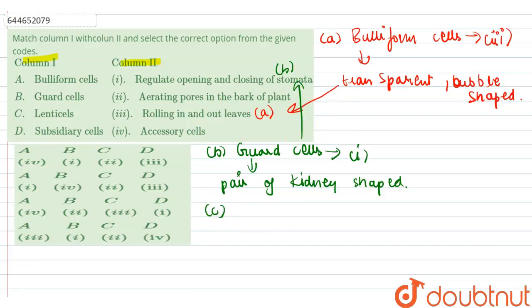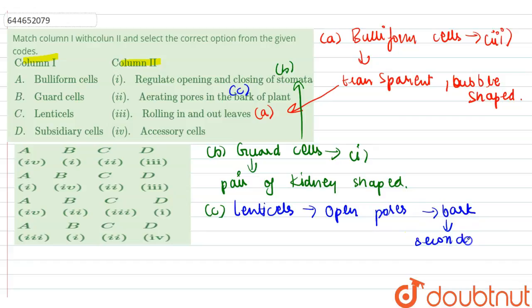Now C part, the correct match for C part is aerating pores in the bark of plant, lenticels. So lenticels are aerating pores in the bark of plant, as they are permanently open pores present in the bark due to secondary growth or in other organs as an adaptation to certain conditions. So this is the correct match.